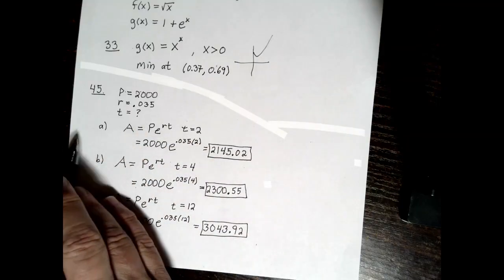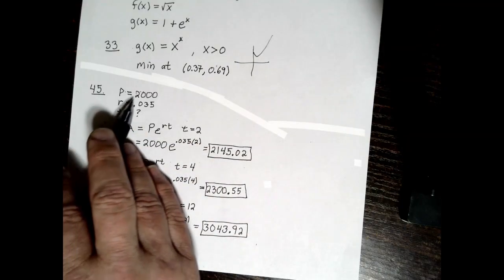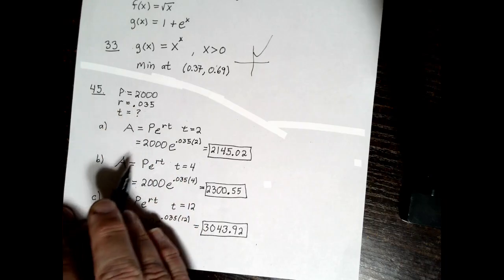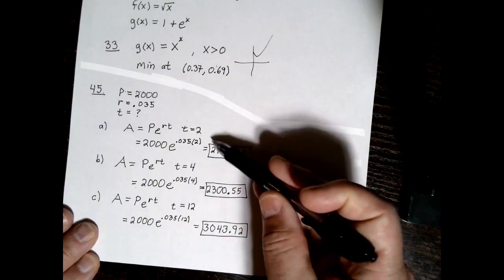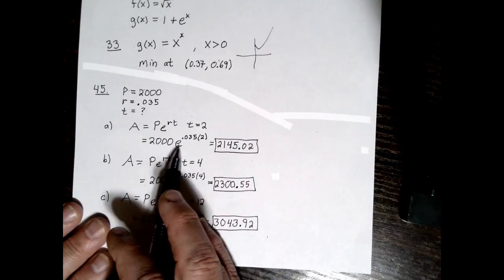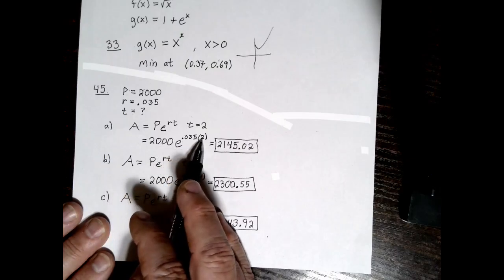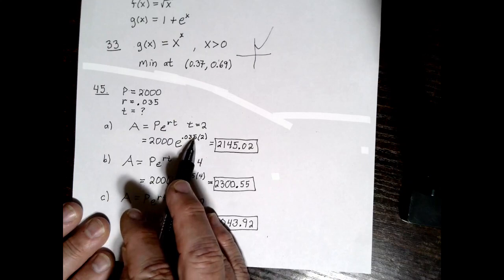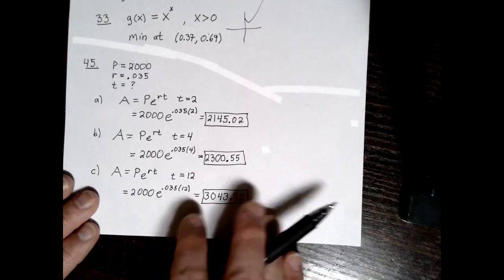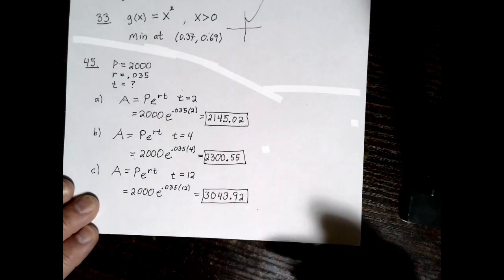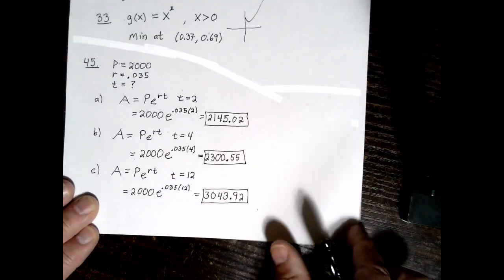Alright, 445, they give you 3 different situations that change the number of years each time, but these are all compounded continuously. They're all starting with $2,000 at 3.5%, and they ask you to figure out how much money you have after 2 years, 4 years, or 12 years. And so you plug in 2,000 e to the 0.035 times 2, figure out what that is, and then 2,000 e to that power, round it to 2 places. And the same thing with this one, same thing with that one. And as you would expect, you get more and more money each time.